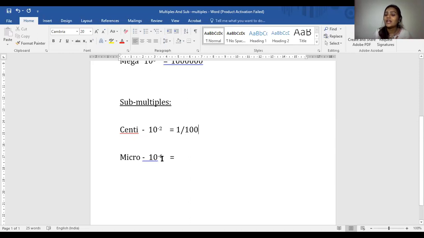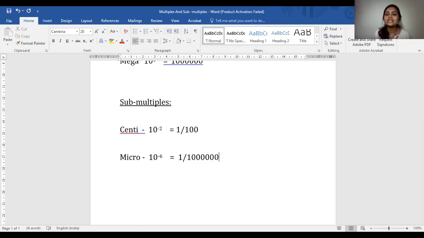And when it comes to 10 raised to minus 6, again in the same way, in standard form it is 1 divided by 1 followed by how many zeros? 6 zeros. Why 6 zeros? Because my exponent is 6. So this is how we write down the multiples and the submultiples, according to the exponents given, negative or positive, into their standard form.